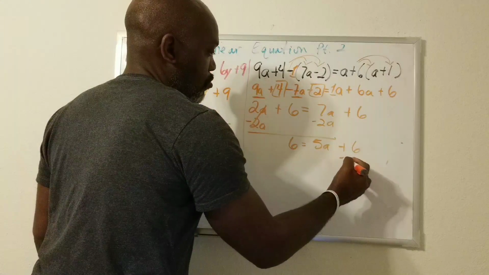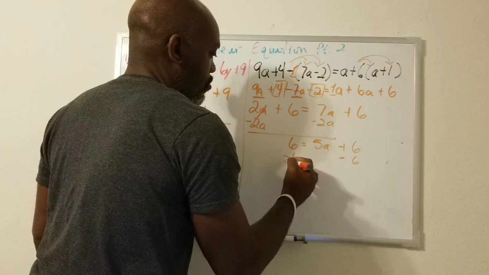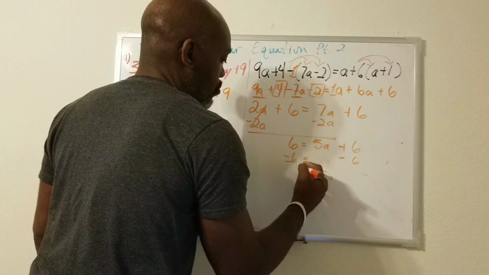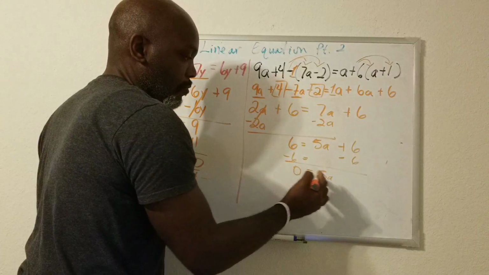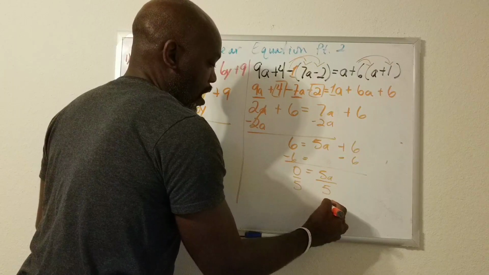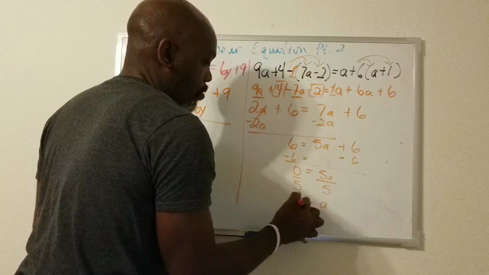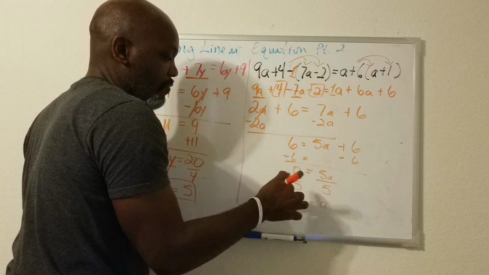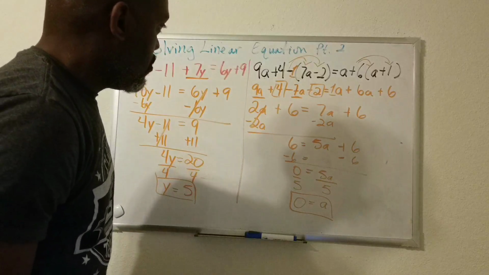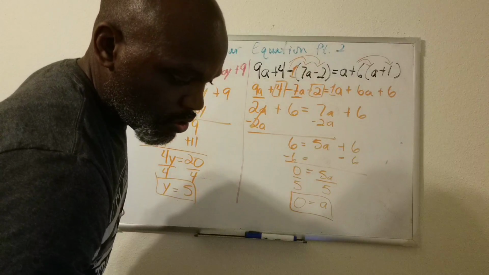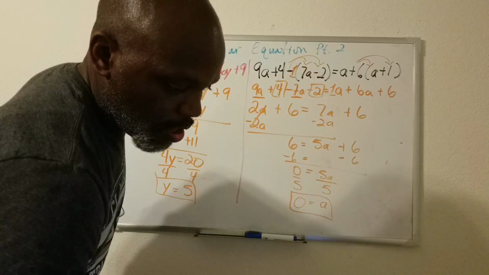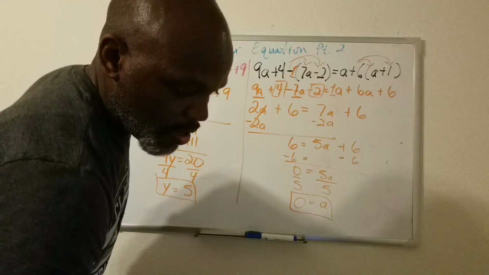Then I'm going to subtract 6 from both sides, and I'm left with 5a equals 0. Kind of weird, right? But we're not done. We divide both sides by 5, and a equals 0 because 0 divided by 5 is 0. And sometimes your answer will be 0. Okay? And you can just plug that information back into the problem, and you get the answer to be equal on both sides.